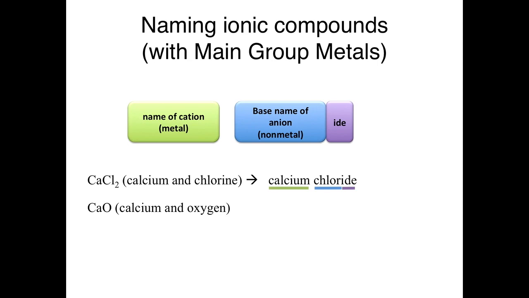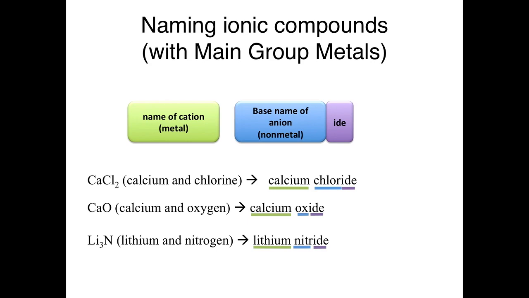Let's do another example. What about calcium and oxygen together? Your metal there is calcium, your nonmetal is oxygen. The base name of oxygen is ox, so the name of this compound is calcium oxide. What about lithium and nitrogen? Lithium is your metal. Metals will always go first, both in the formula and in the name. So that's going to be lithium nitride. And again, this kind of naming will only work if you have main group metals.